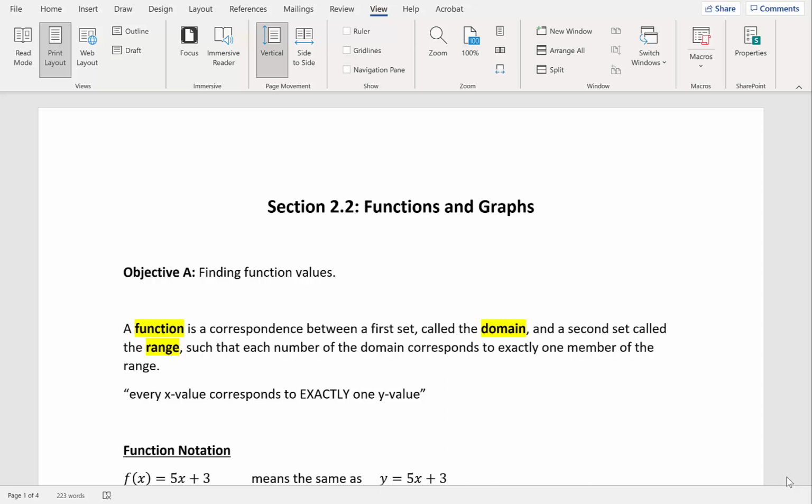A function is a correspondence between a first set, called the domain, and a second set, called the range, such that each number of the domain corresponds to exactly one member of the range. In other words, what this is saying is every x value corresponds to exactly one y value.